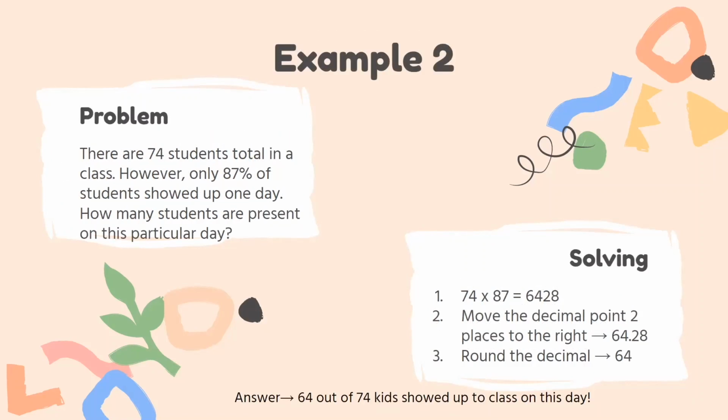Example number 2. Problem. There are 74 students total in a class. However, only 87% of students showed up one day. How many students are present on this particular day?